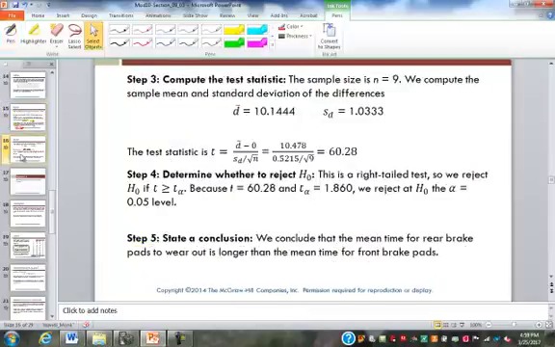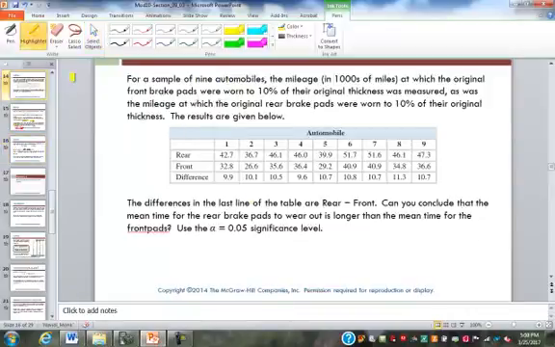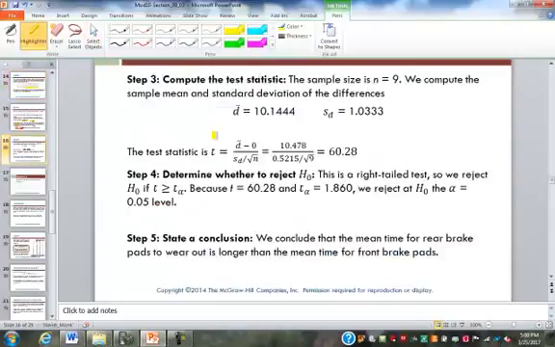Test statistic. The mean difference of that set, if we look back here, the mean of that set and the standard deviation of that set is what we're testing. The mean is 10.144, a standard deviation of 1.0333.